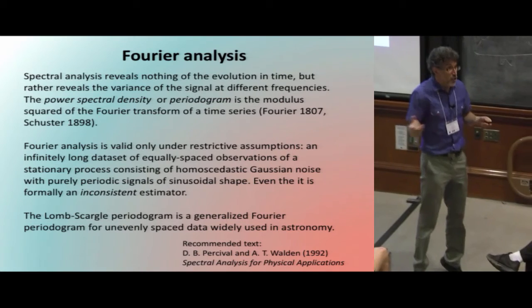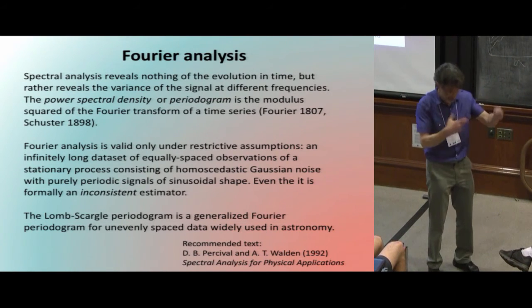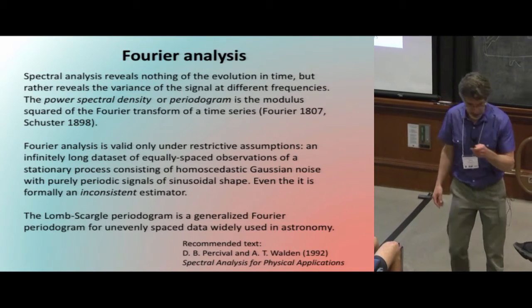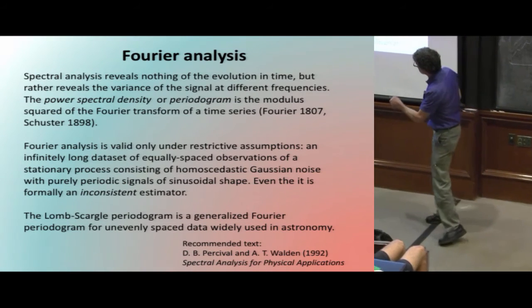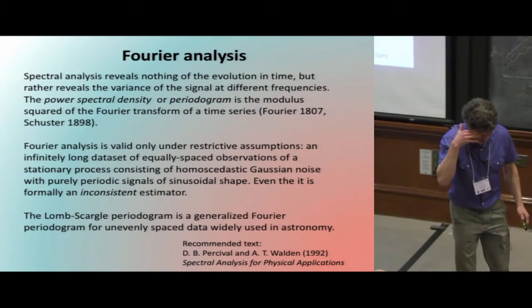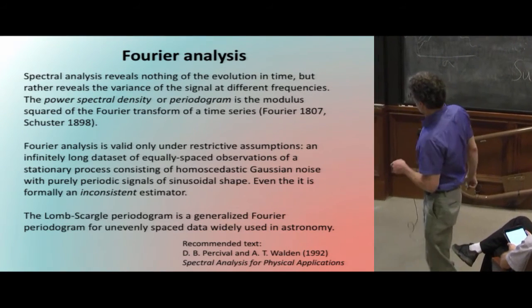So that doesn't mean you can't do it. All it means is you're doing something where you can't get probabilities reliably out of it. That's what it really means, okay? And you get a variety of inconsistencies. It's formally an inconsistent estimator. That's a technical term, not an English word. And you can get biases and aliases and other problems.